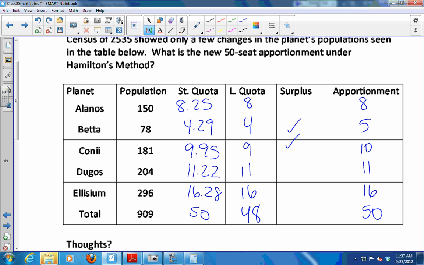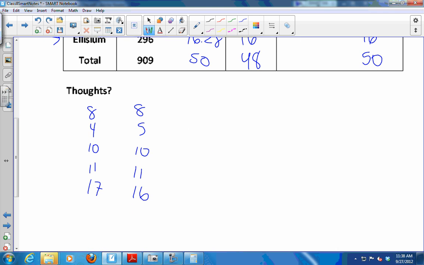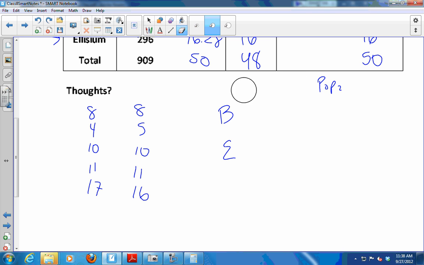So let's look at Beta, and the only ones who changed are Beta and Elysium. They got their apportionment changed. So Beta went from 4 to 5, Elysium went from 17 to 16. So let's look at their populations. Let's look at B and E. Population 1, population 2. This is a bad chart.